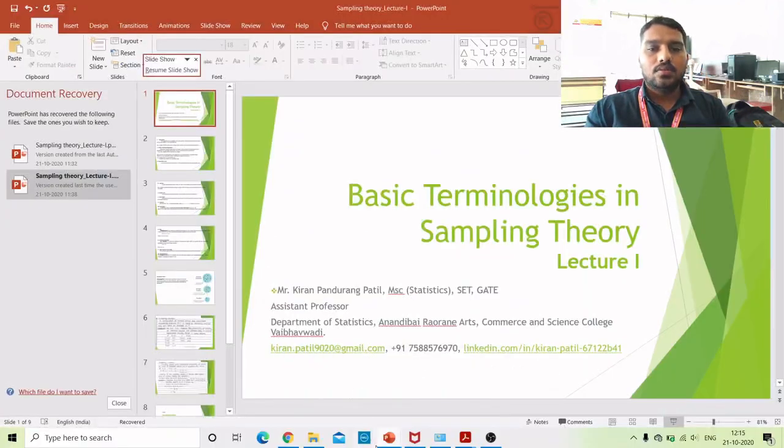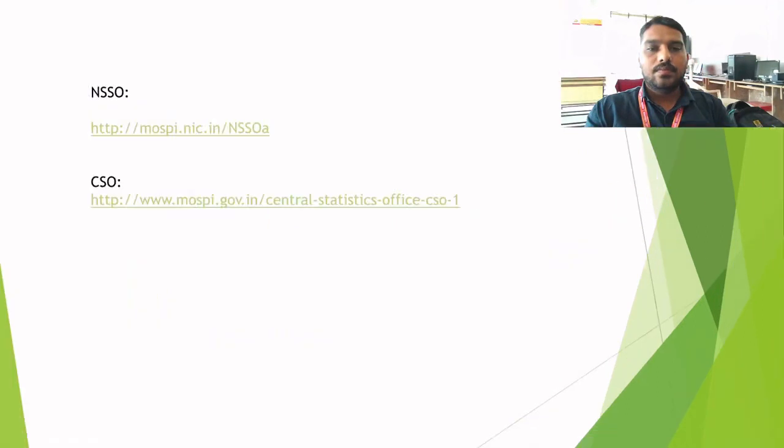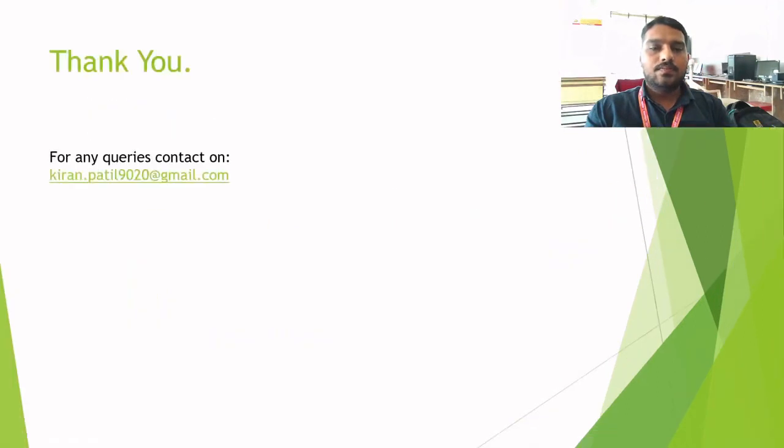So these are some basic terminologies and definitions which are included in the theory of sampling.